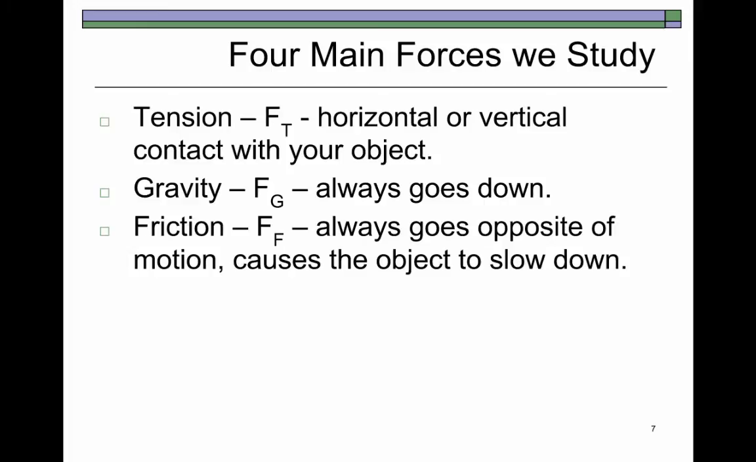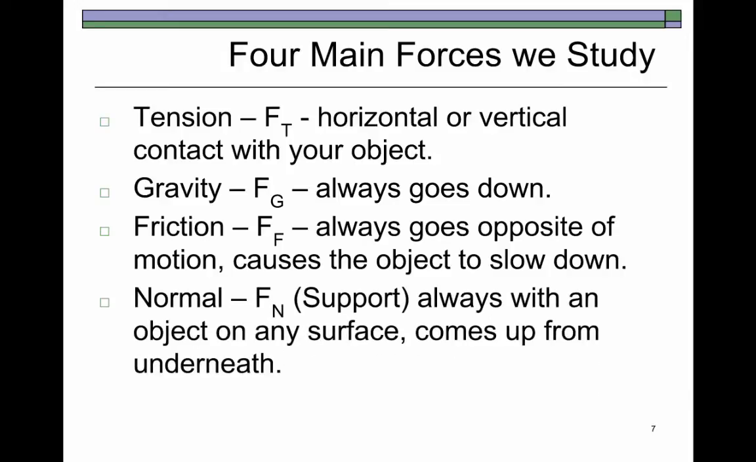Friction is abbreviated FF. It always goes opposite the motion. Okay, goes in the opposite direction of the motion. So if a book is sliding to the right, friction goes to the left. And friction causes the object to slow down. Finally, we'll talk about a normal force, which is abbreviated FN, which also is called the support force. This is always with an object on any surface, and it comes up from underneath the surface.